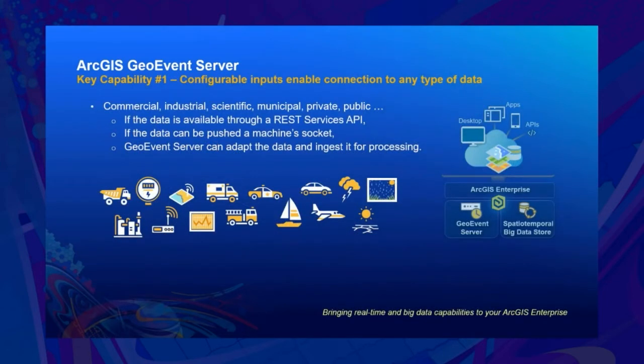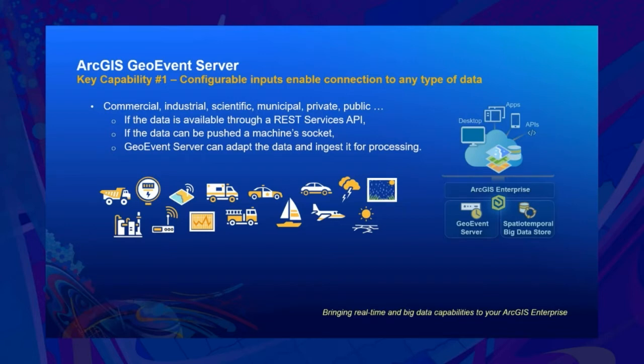Let's delve a little deeper into the key capabilities Greg just introduced. Data ingest is how data from sensors is brought into GeoEvent Server. Out of the box, configurable inputs enable you to connect to virtually any sensor network, commercial, industrial, scientific, municipal, public, or private. If an external web server or web service provides its data through an accessible REST services API, GeoEvent Server can either query to get the data or receive data being pushed to it.